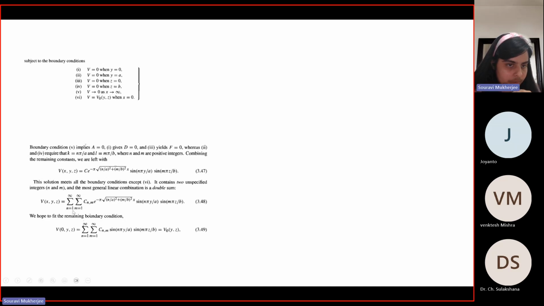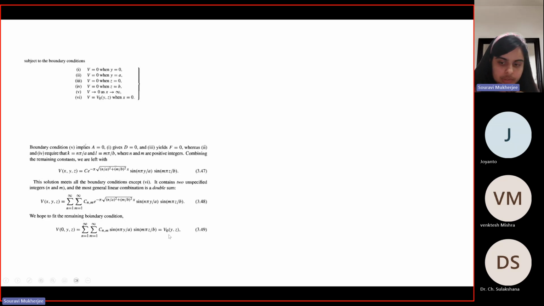So you have n equal to 1 to infinity, n equal to 1 to infinity, because you have to consider individual sets of sinusoidal functions for y direction as well as for z direction. Okay. And then now you can try to put this condition that at x equal to 0, your v is equal to v0. So if you do that, this is how it looks like.